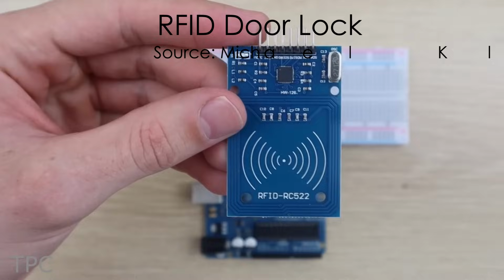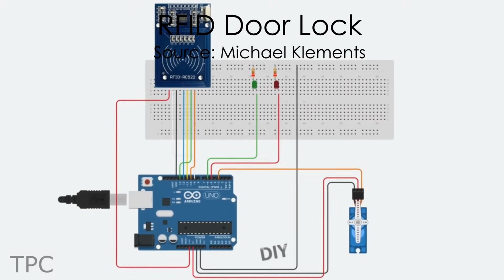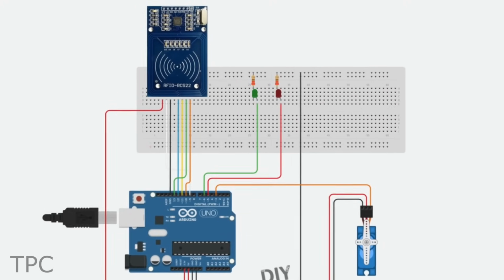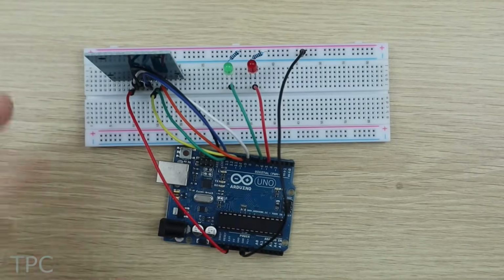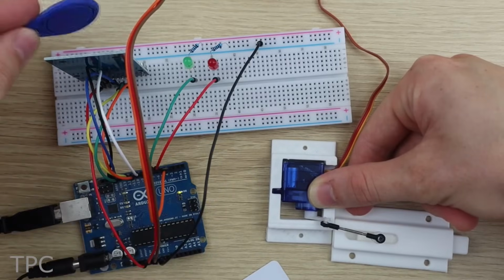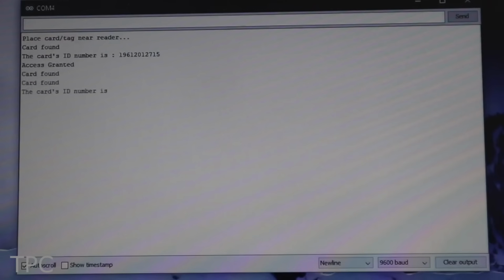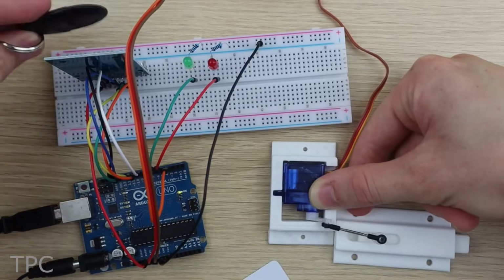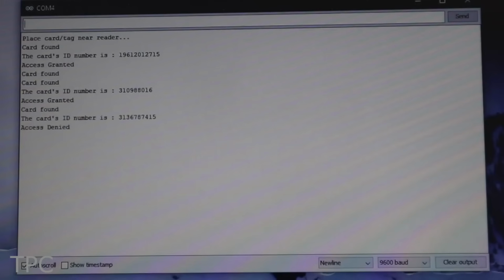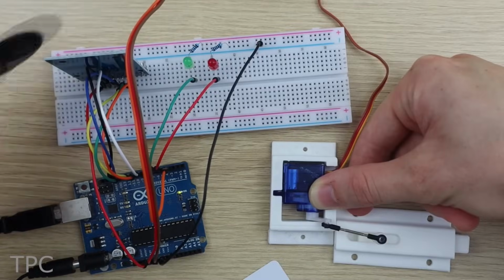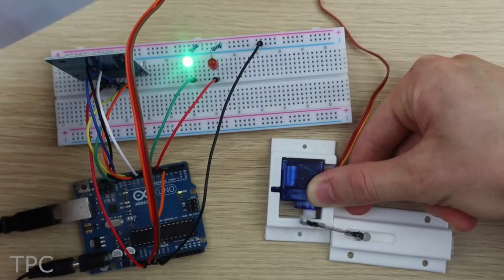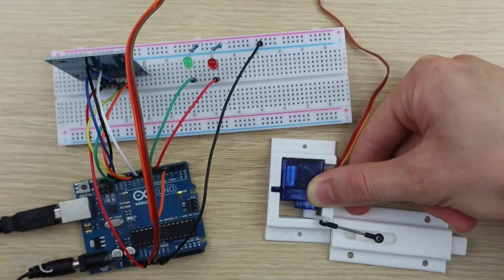Number 12. In order to build an RFID door lock mechanism, the RFID sensor is connected to the Arduino using the SPI interface. The green LED flashes to show that a tag's been read and access has been granted, while the red LED flashes to indicate that a tag's been read and access has not been granted. A micro servo motor opens and closes the locking mechanism.